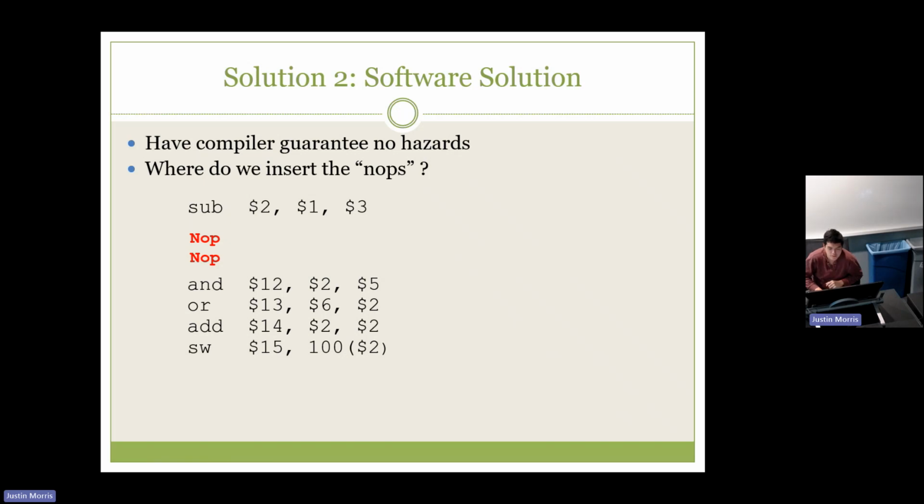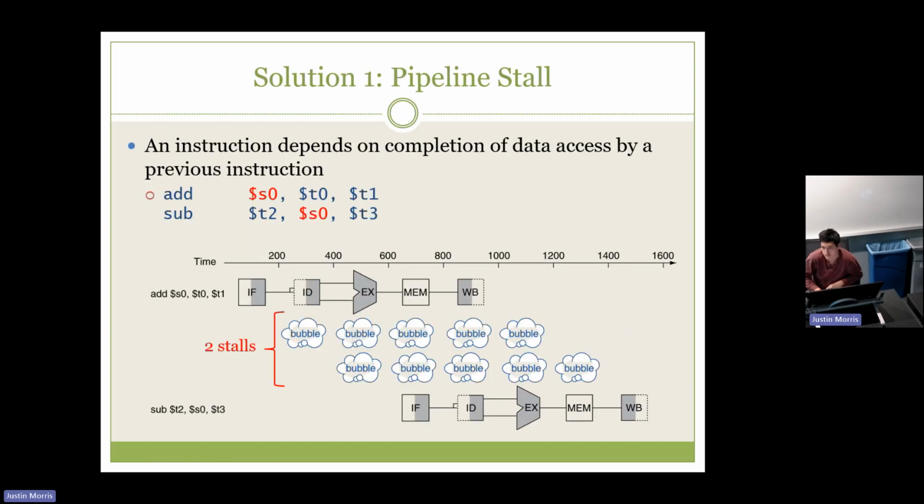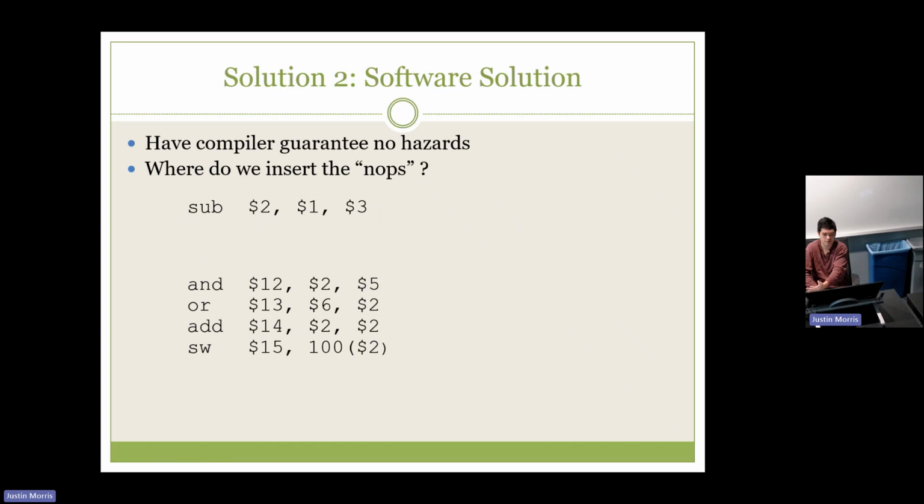But this is identical performance as just stalling the pipeline. The same thing. It's just where are we solving the problem? Are we solving the problem on the fly in the hardware? Or are we solving the problem during compilation of the code before it even gets loaded into hardware?